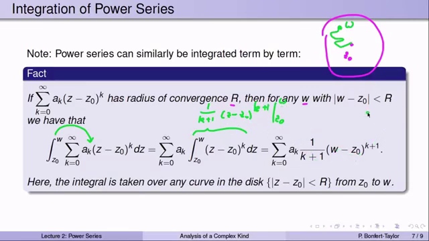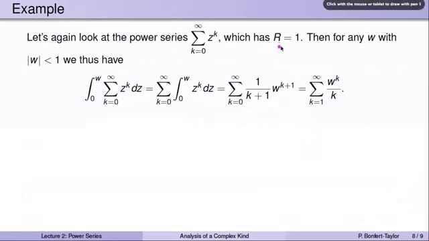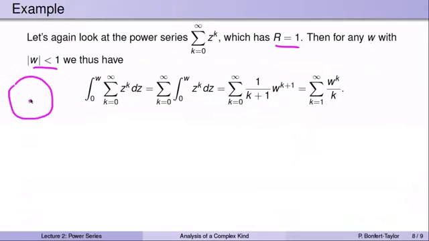Let's apply this theorem again to our power series z to the k, which we know has radius of convergence r equals 1. So for any w whose absolute value is less than 1, we can therefore integrate this power series from 0 to w, or again by that integral, we mean the integral over any path from 0 to w within the disk. And we find by this previous fact that the integral from 0 to w of the series z to the k can be found by pulling the integral to the inside. Therefore, it's the series of the integral from 0 to w of z to the k dz.